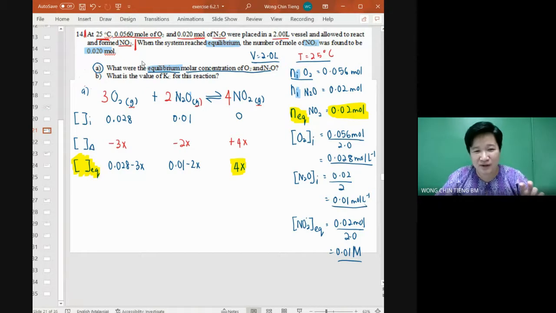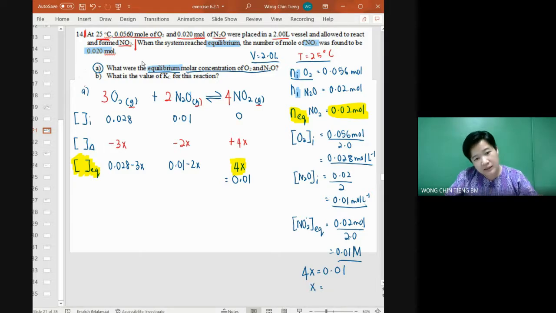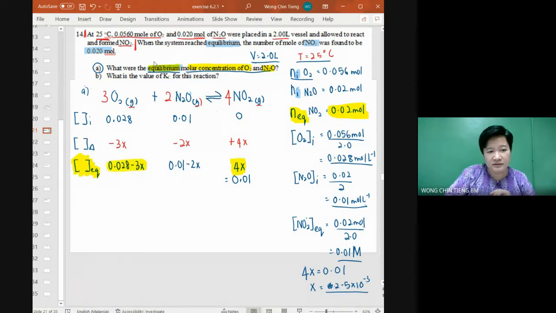We have 0.01 over here, and as we all agree, 0.01 is actually the concentration at equilibrium of your NO2. That is my 0.01. Therefore, you will have 4x equals to 0.01, causing your x to be 2.5 times 10 to the power of negative 3. Agree? Yeah. Okay. Perfect. Getting your x, and the question is actually asking for the equilibrium molar concentration of O2 and N2O. So we are actually looking for this thing.